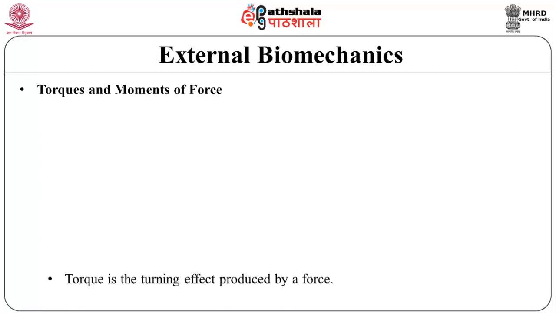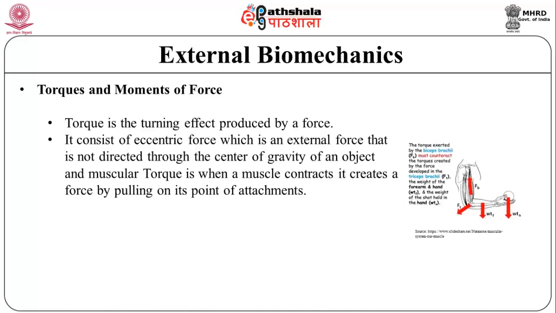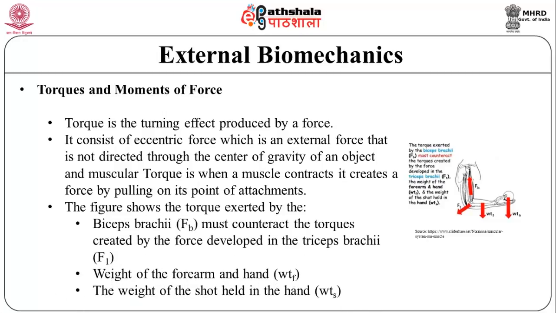Torques and moments of force. Torque is the turning effect produced by a force. It consists of eccentric force, which is an external force that is not directed through the center of gravity of an object, and musculature. Torque arises when a muscle contracts and creates a force by pulling on its points of attachment. The figure shown here indicates the torque exerted by the biceps brachii, FB. It must counteract the torque created by the force developed in the triceps brachii, F1, the weight of the forearm and hand, WTF, and the weight of the shot held in the hand, WTS.